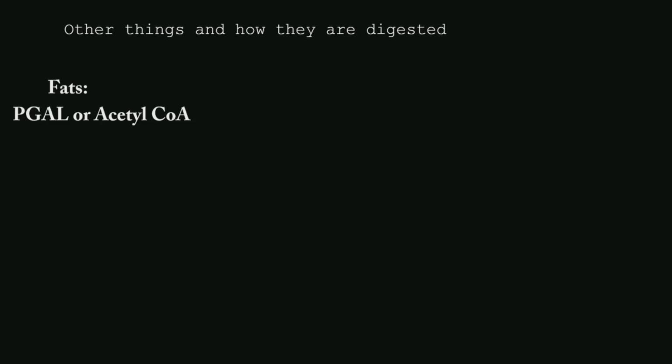Fats are either converted into PGAL or acetyl-CoA. So what is PGAL and acetyl-CoA? If you remember, acetyl-CoA goes back to the link reaction, and that's what is going to put it into the Krebs cycle. So that's where it's going to continue off, in the Krebs cycle.